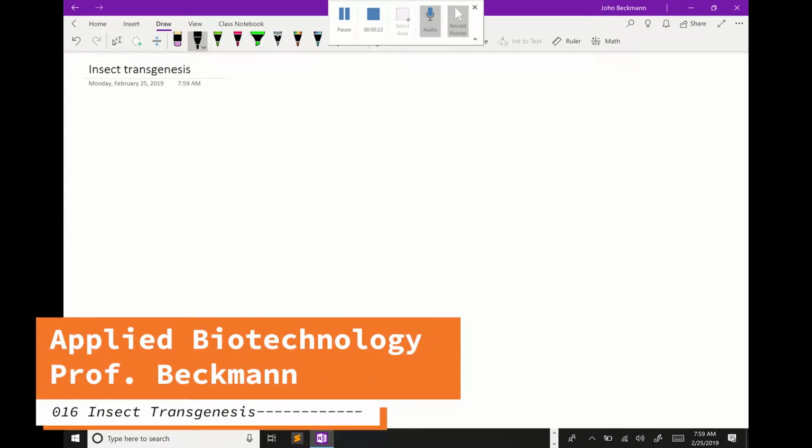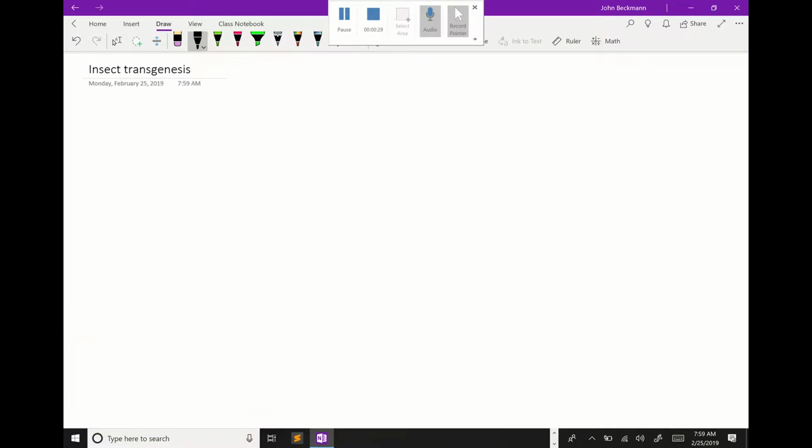Insect Transgenesis today. The first little bit of this will be a little bit of review, and then we'll go into some of the more insect-specific stuff that you need to talk about, and we will talk about some different experimental strategies that people are often using in insect transgenesis, in fruit flies and in other insects.